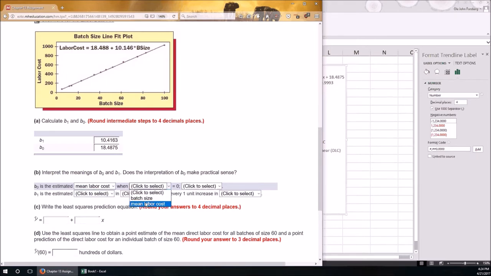Does this make practical sense? And the answer is no, not really. Because let's think about this for a second. B0 is the value of y, the labor cost, when the value of x, the batch size, is 0. So when you have no batch size or you're not doing anything, B0 is going to be the labor cost of doing nothing. No.